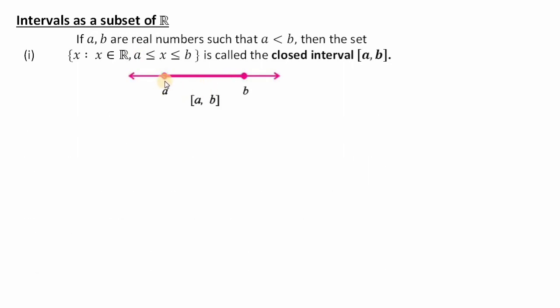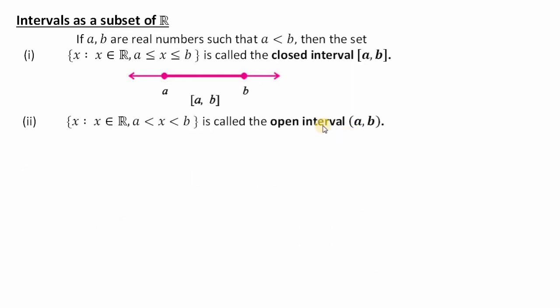Now this is my a. The value of x can be equal to a, and b is out here. The value of x can be equal to b, and in between a and b, whatever number comes, that also can be my value for x. So this particular graph is the graph for closed interval ab. Remember, closed means the endpoints are also included. That is, the endpoints a and b are also included in this set.